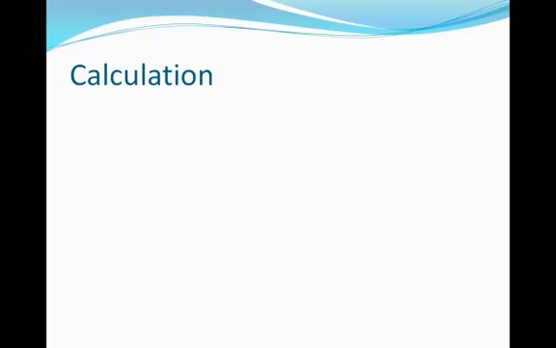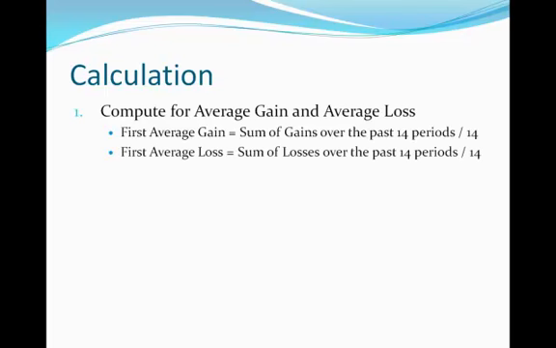Here are the steps on how RSI is computed. But first, the RSI calculation is based on 14 periods, which is usually the default value. The first step is to compute for average gain and average loss. The first average gain is equal to the sum of gains over the past 14 periods divided by 14. The first average loss is equal to the sum of losses over the past 14 periods divided by 14. Please remember that losses are expressed as positive values and not negative values.